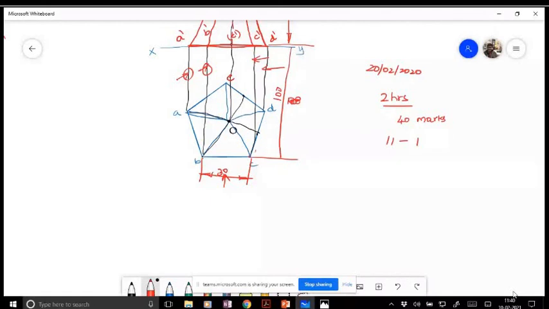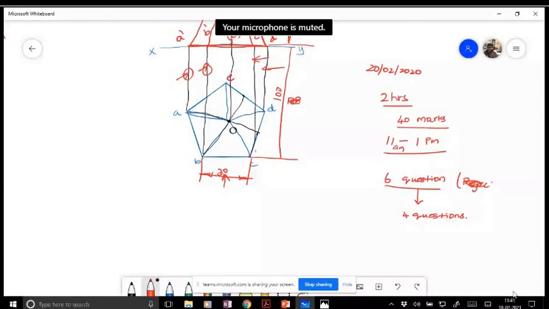In the morning, and it will be for 40 marks. And I'll give 6 questions. In that you need to answer 4 questions. Okay. So we'll take the syllabus till whatever we discussed in this class, so that is the syllabus till projection of solids.